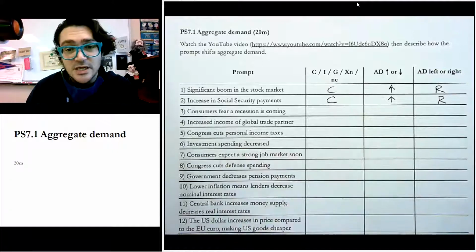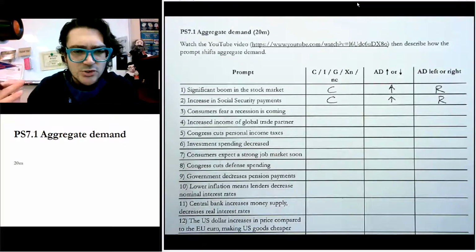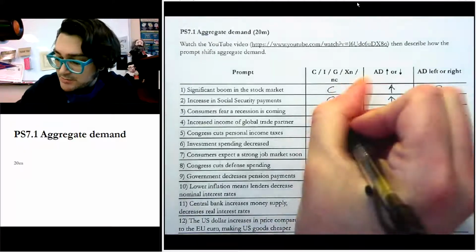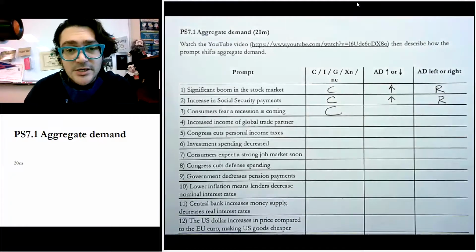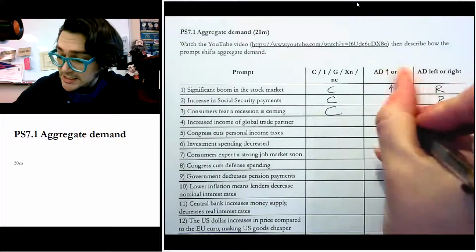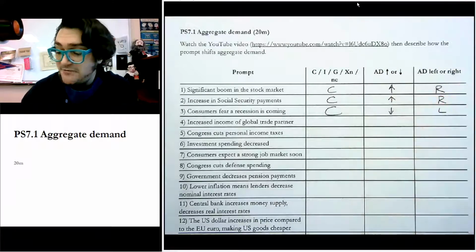Consumers fear a recession's coming. So in that case, that should key you in. It's consumers and their expectations about the economy. Now, we know that it's consumers, but if you fear a recession's coming, you're going to start squirreling away those acorns today, right? You want to save a little bit more today. And so it would reduce your consumption and decrease aggregate demand, moving it to the left.